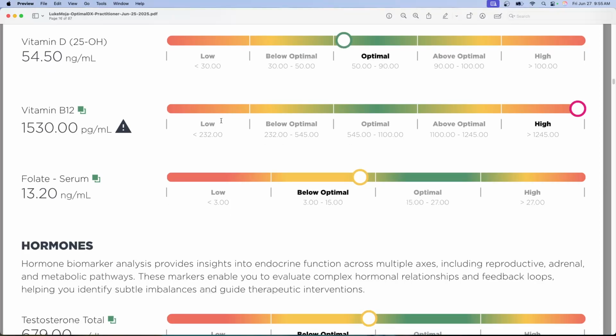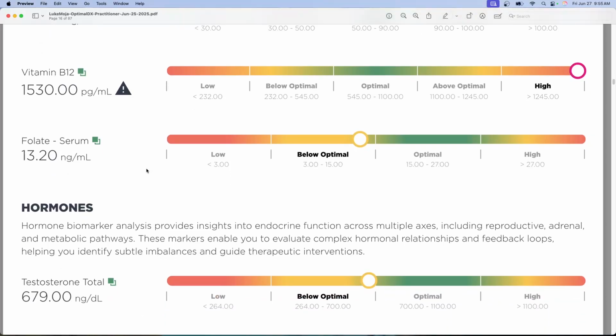Sometimes when B12 is high, you actually need to give people more B12 because their cells aren't taking it up for some reason. It can be kind of a paradox, where it actually means your body is deficient in B12, even though you have a bunch in your bloodstream.